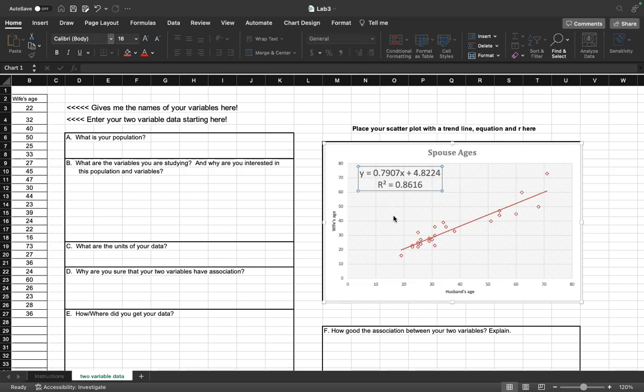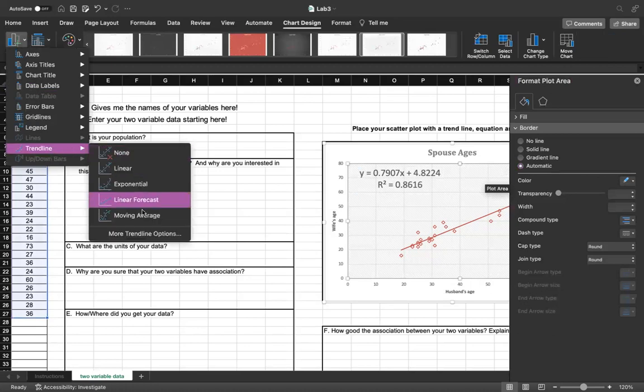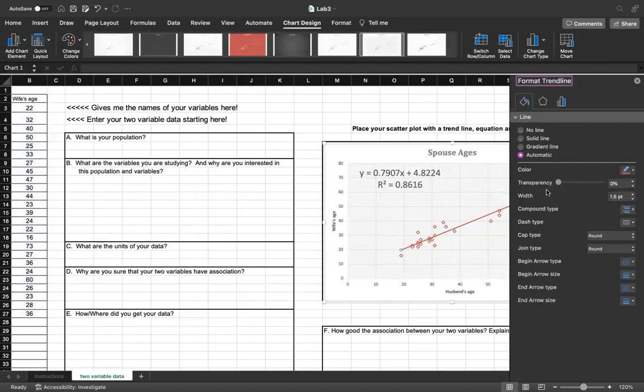All right. Before you go any further, I got lost at more trend line options. What did you click to find that? Okay. So I have to go back and see if it'll let me. Come on. Okay. So add chart element. When you click, go to trend line and go to more trend line options.